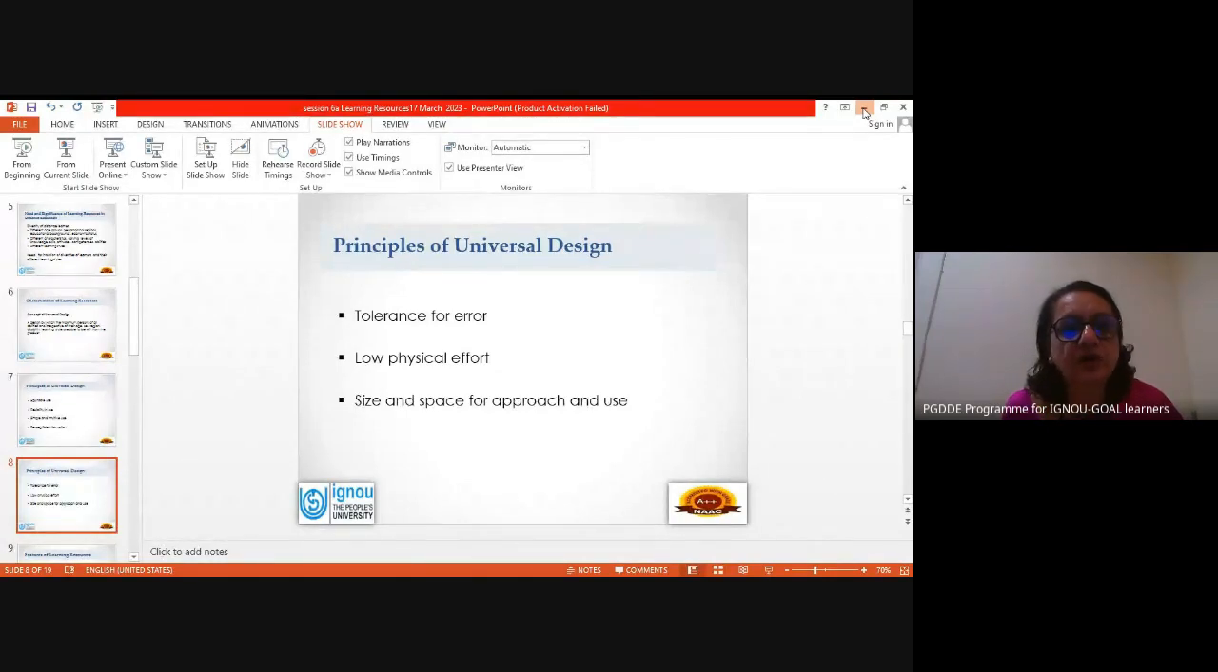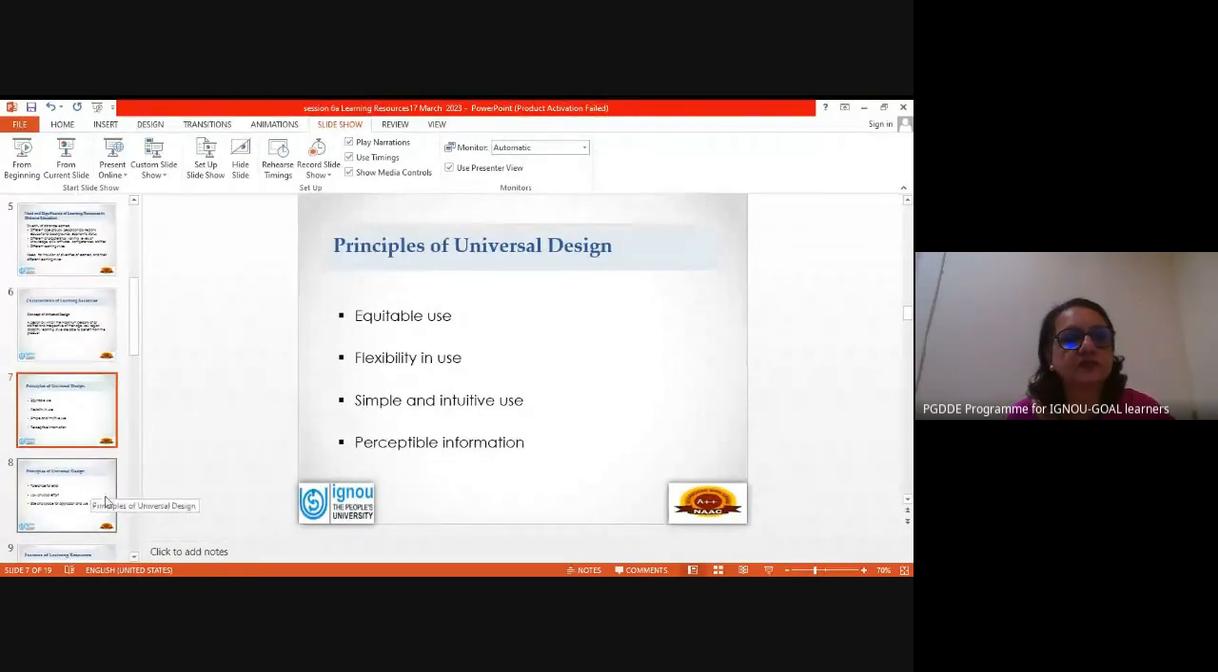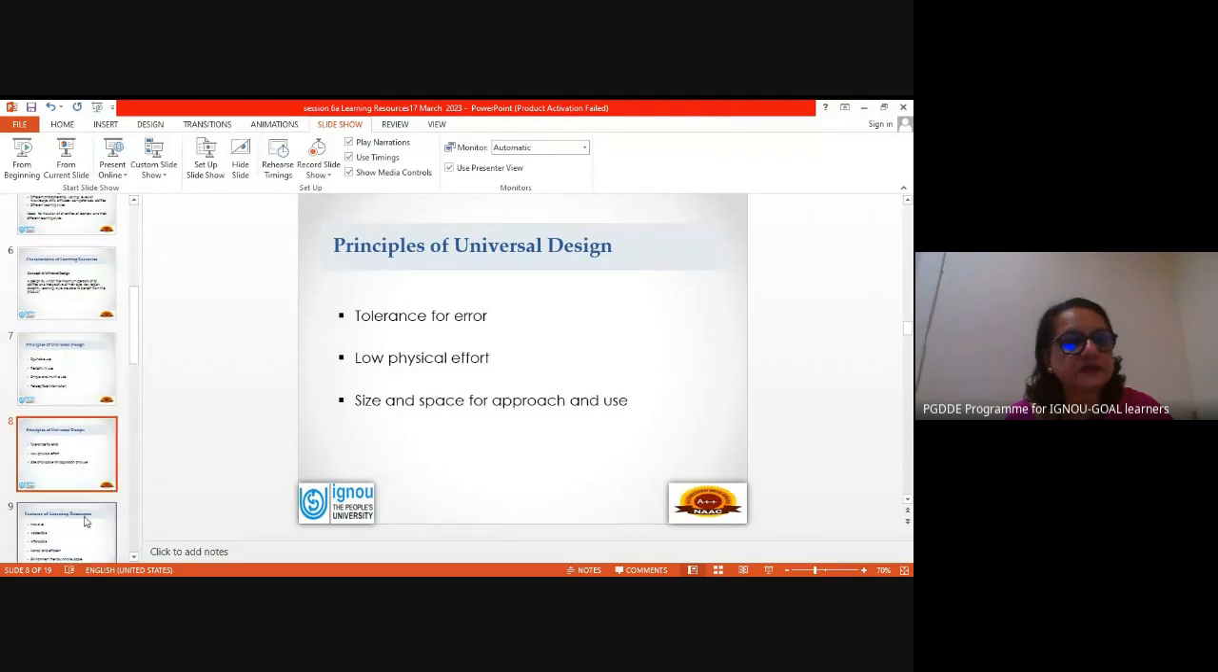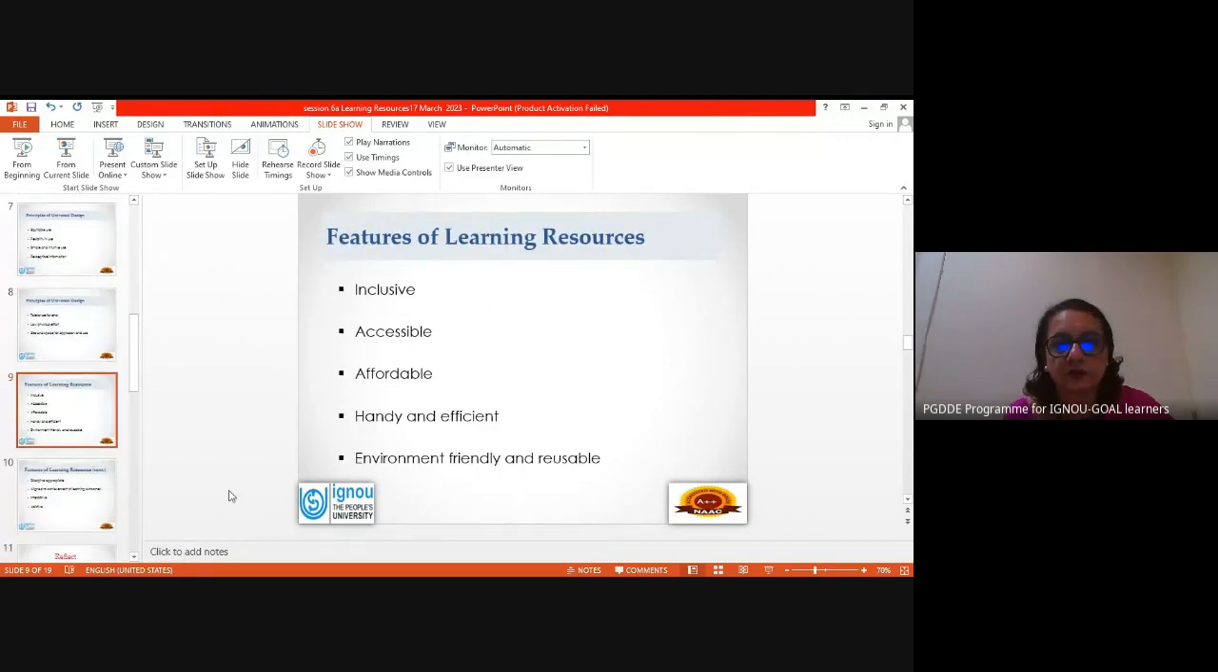Okay, so let's go back to our principles of learning of universal design and see where we move. So here we are, we've done this, we've done the space. Okay, so coming back to the issue of features of learning resources.